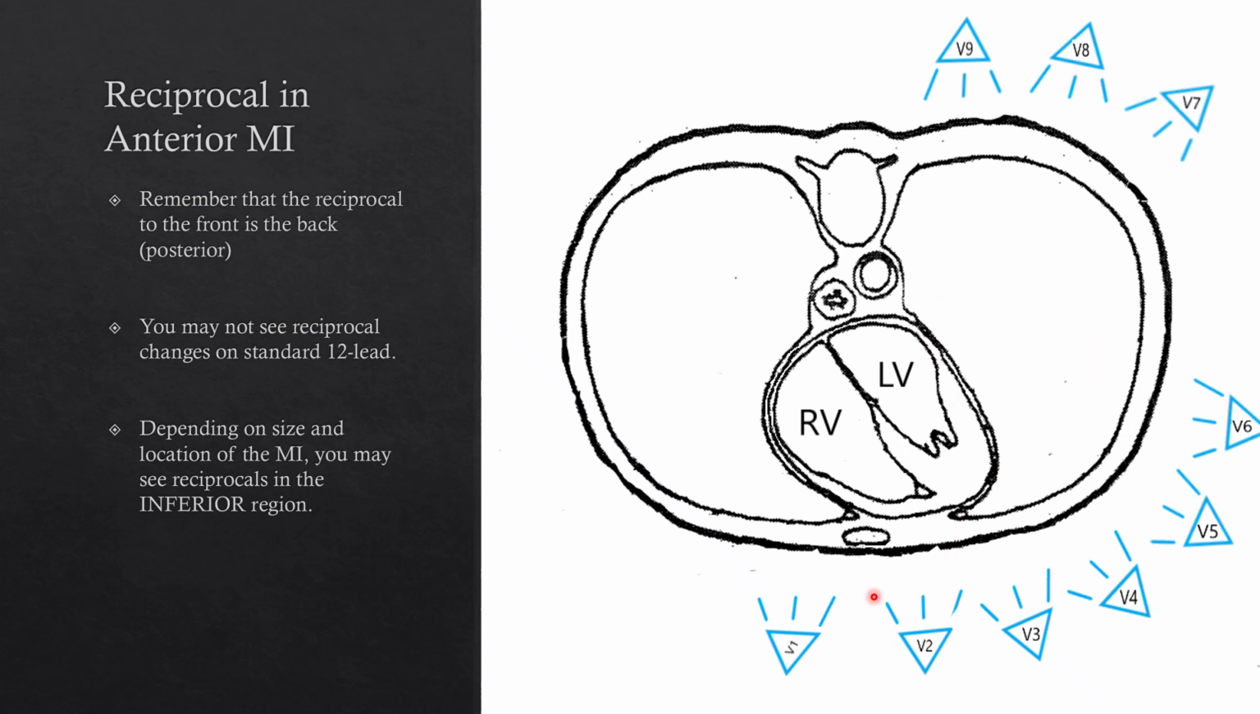So if I put these leads on and I see ST elevation in this region here, the true reciprocal would be on the back, which you're not going to see unless you put those posterior leads on. Again, I'm not necessarily advocating for that. I'm just pointing out that if you have an obvious anterior STEMI, but you're hesitating because you don't see reciprocals, you may not see reciprocals because a standard 12 lead doesn't look in the correct region for that.